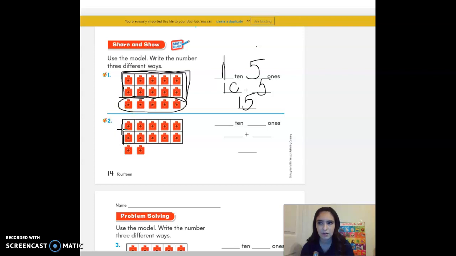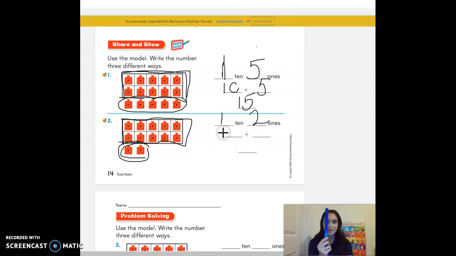Same thing. We want to know what does a filled 10 frame show? So we want to know how many 10s there are. So how many groups of 10 did I circle? Right? I only did 1. So I have 1 ten. How many ones do I have outside the 10 frame? I have 2.